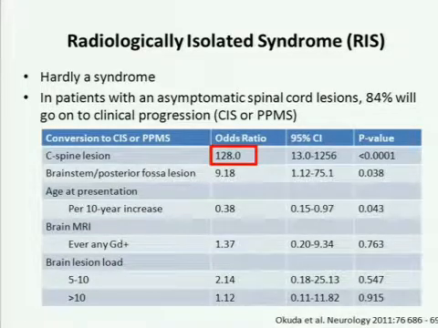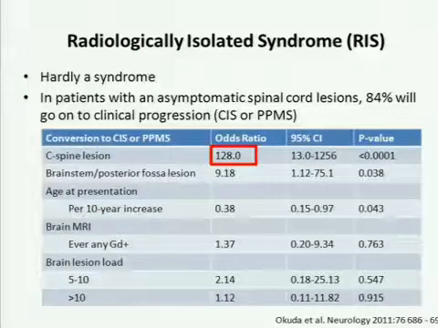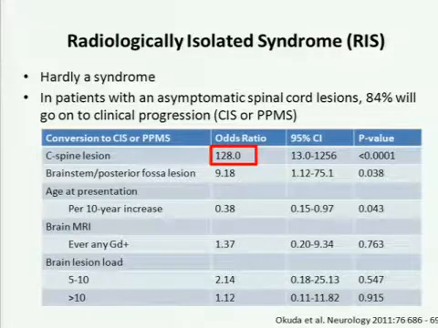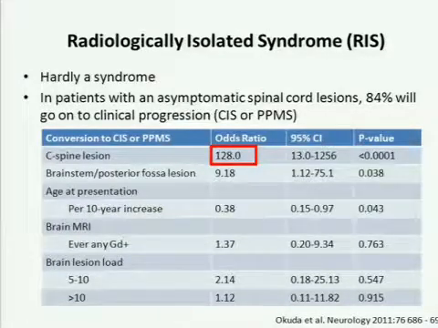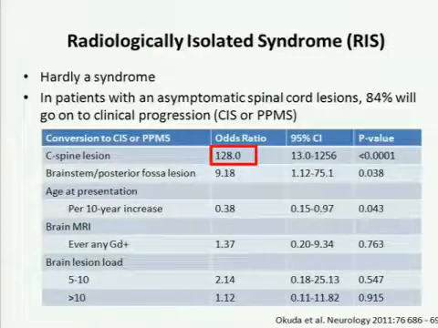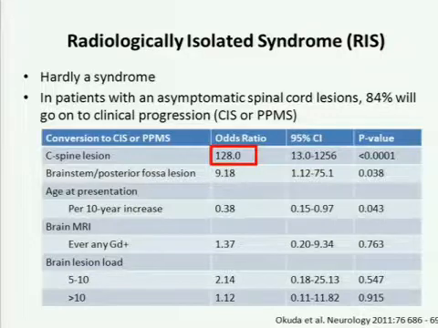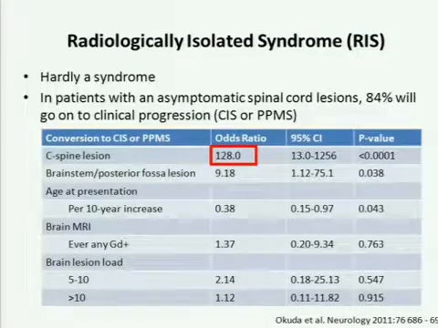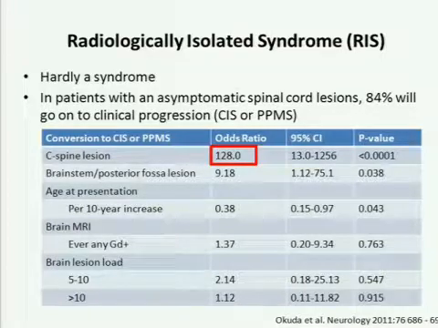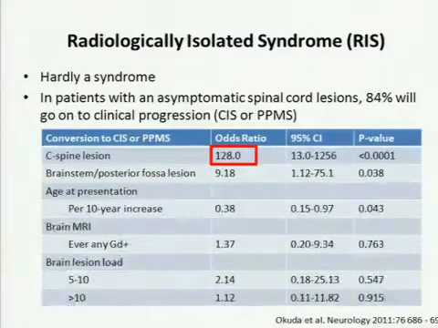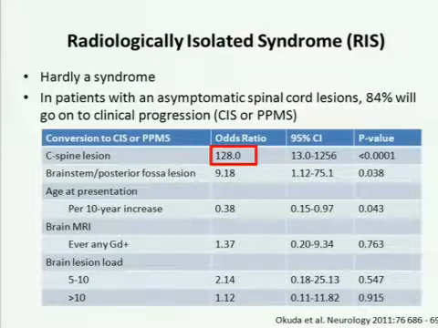Let me make sure I understand this sentence in terms of whether it's plural or singular. In patients with an asymptomatic spinal cord lesion, is it a typo, or is it in patients with asymptomatic spinal cord lesions? Plural? So if you have an asymptomatic lesion, that will hold. If you have more than one, it will also hold, but it just needs to be one. Does that make sense? So, a typo.